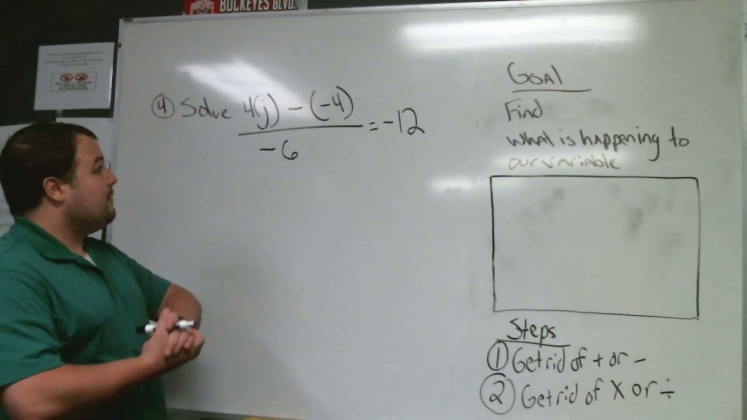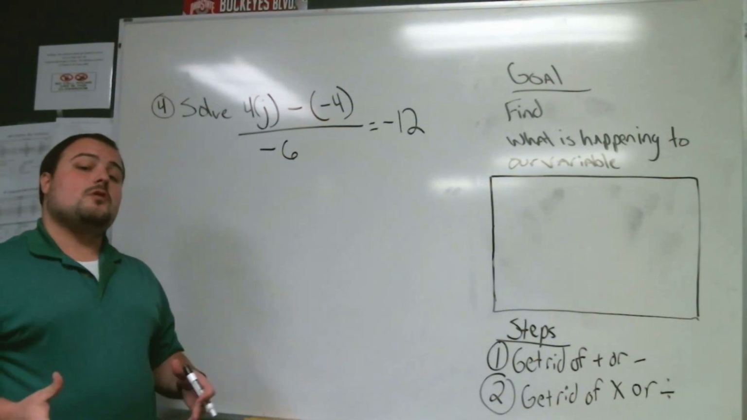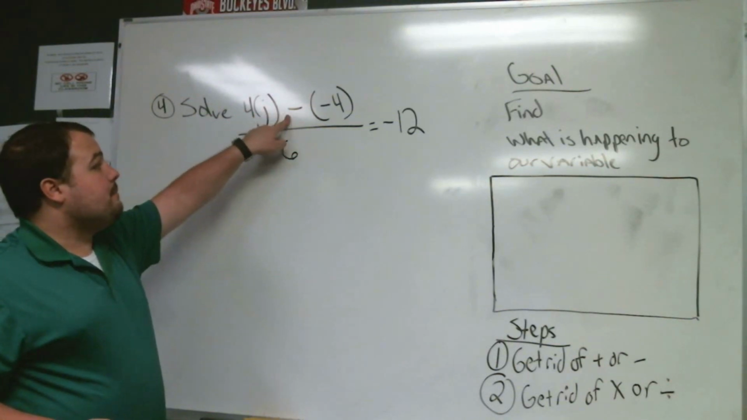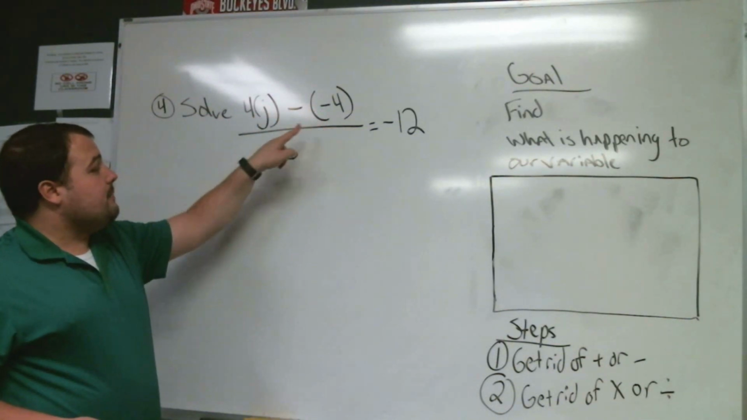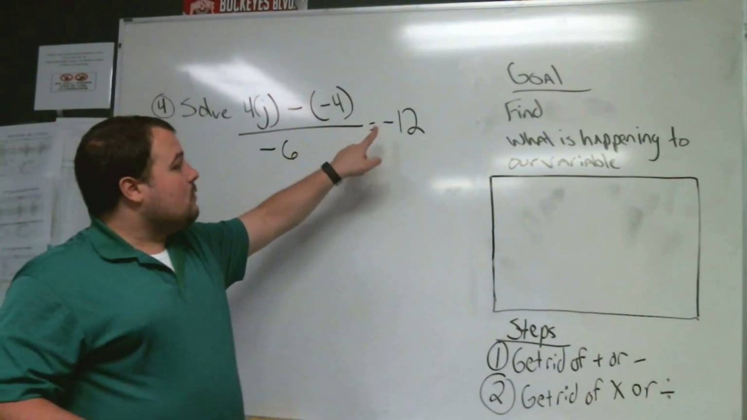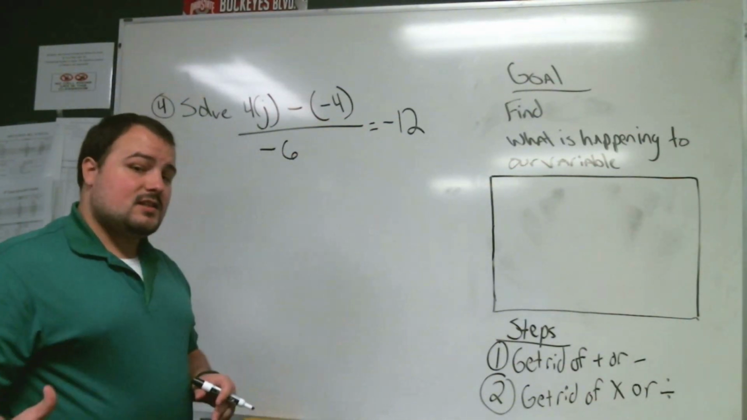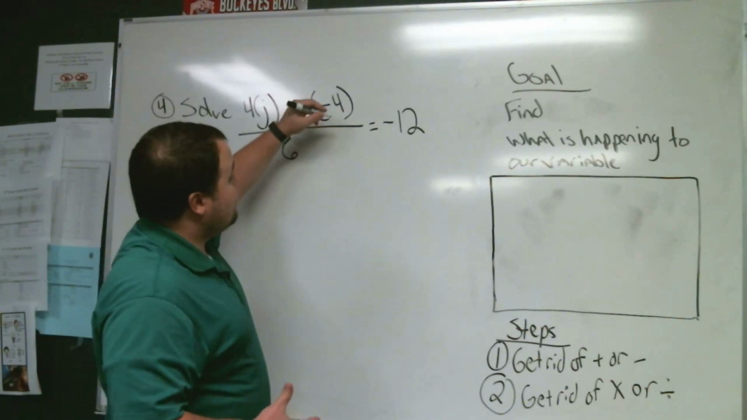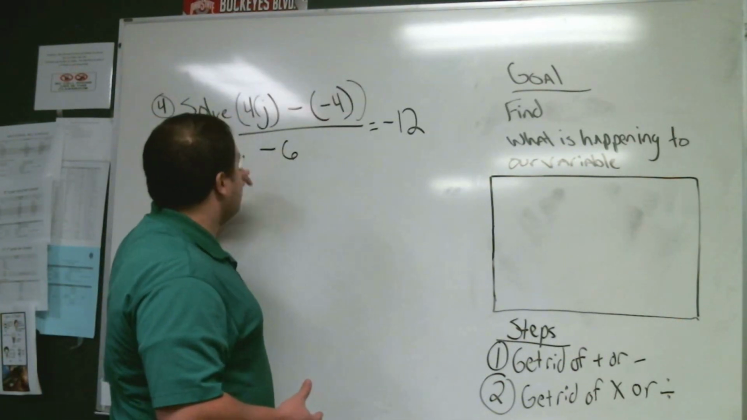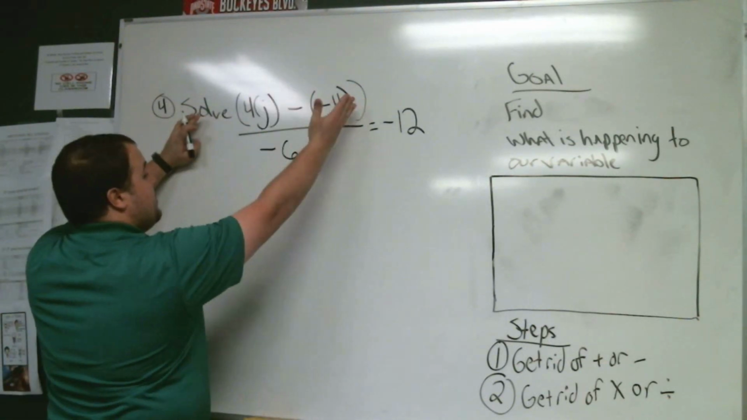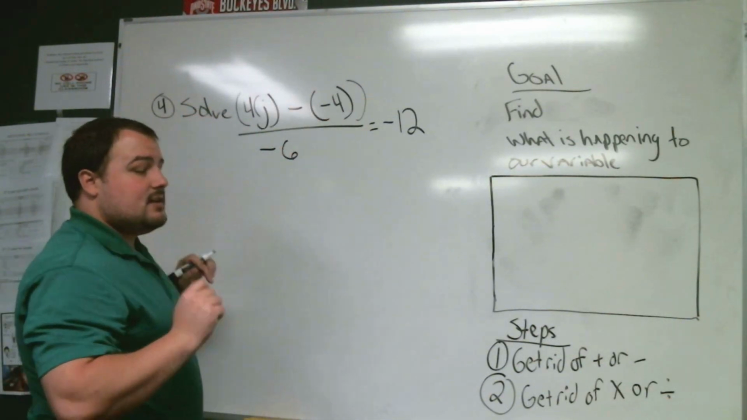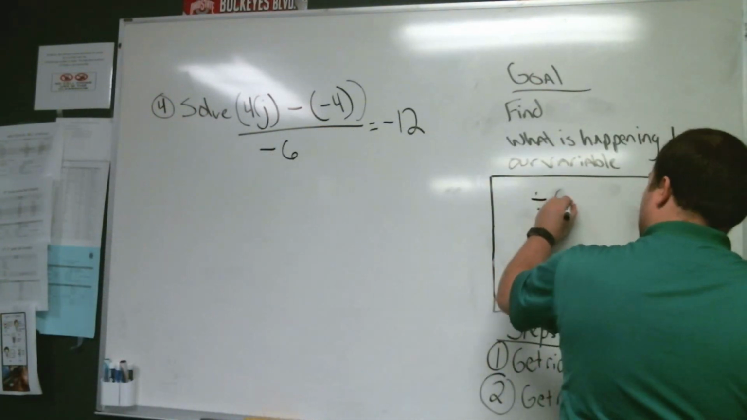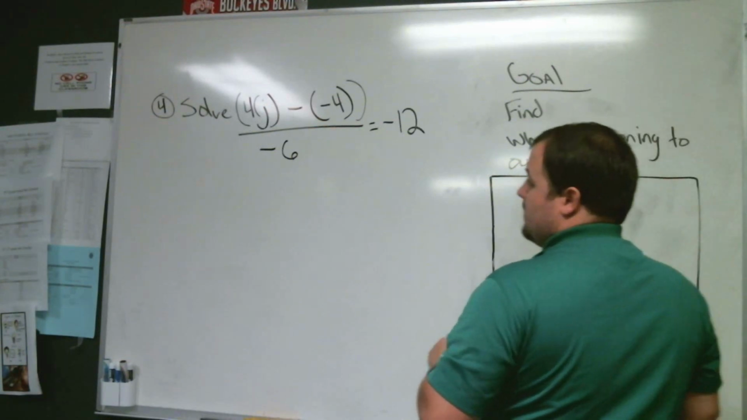All right. In example 4, we're going to be solving an even more multi-step problem. We have 4 times j minus negative 4 divided by negative 6 equals negative 12. And again, since we have a fraction, we want to treat it like the top is in a giant set of parentheses, which means that this entire thing on top is being divided by negative 6. Since that's the case, we want to get rid of divided by negative 6 first.